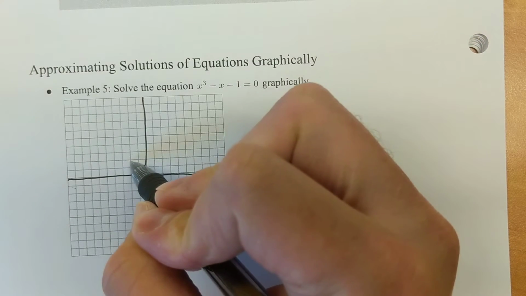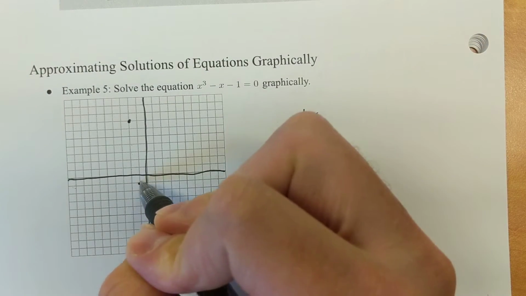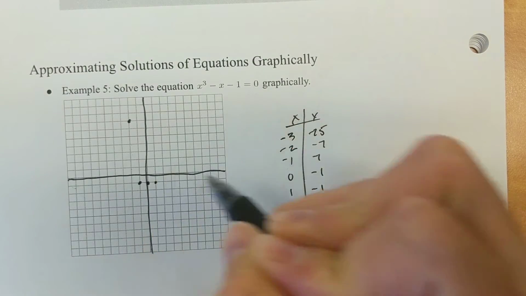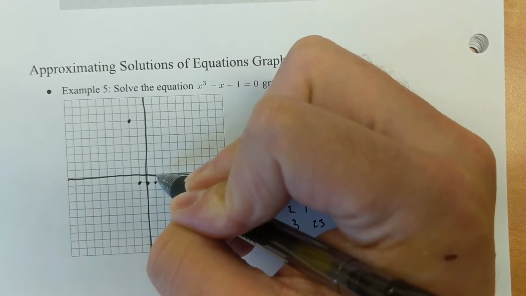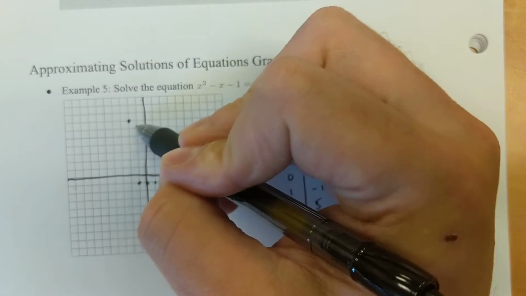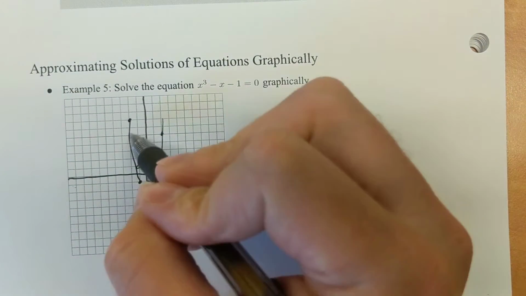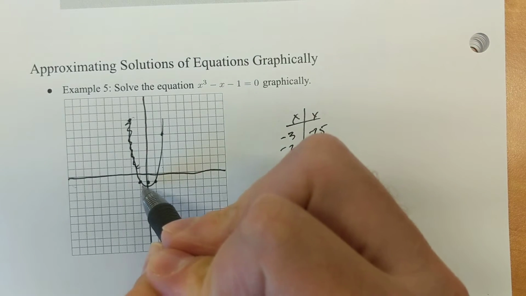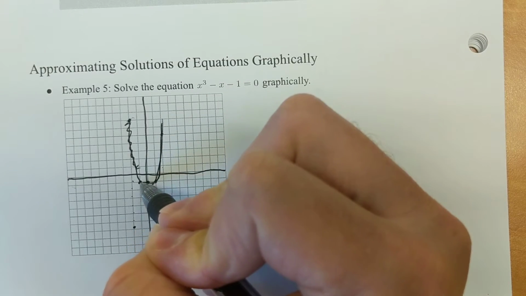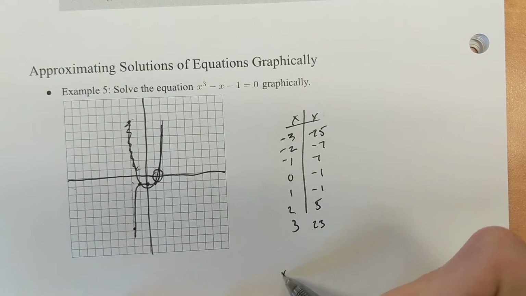So now I plot the points on the graph: -1, -1, 0, -1, 1, -1, 2, 5, and 3, 23, so something like that. Oops, that's in the wrong place. That's totally in the wrong place. That's just -7. That point should be down there, so it should look like this. It goes across and down. So you have a solution somewhere in there, at about, I don't know, 1.5.